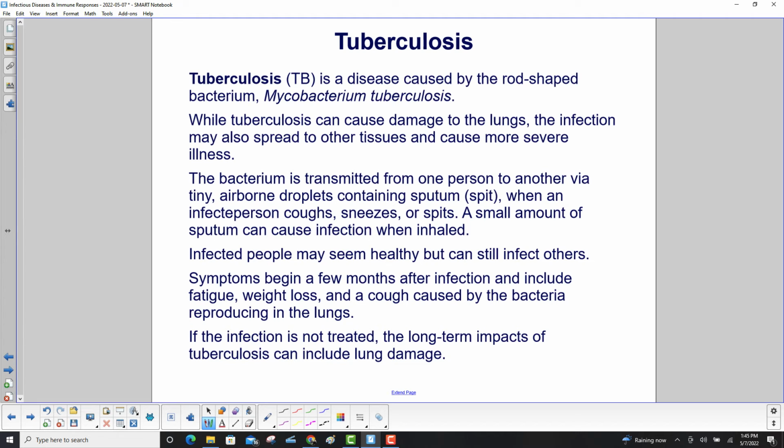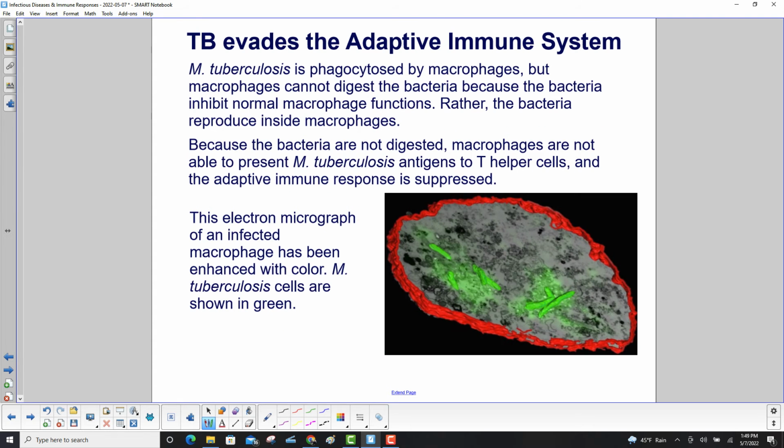The symptoms begin a few months after infection and include fatigue, weight loss, and a cough caused by the bacteria reproducing in the lungs. If it is not treated, the long-term impacts of tuberculosis can include lung damage. M. tuberculosis is phagocytosed by macrophages, but macrophages cannot digest the bacteria because the bacteria inhibit normal macrophage functions. Rather, the bacteria reproduces inside the macrophages.